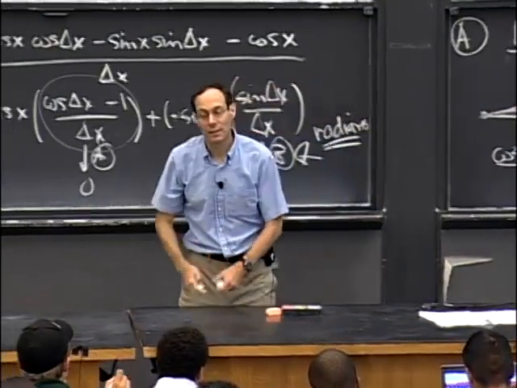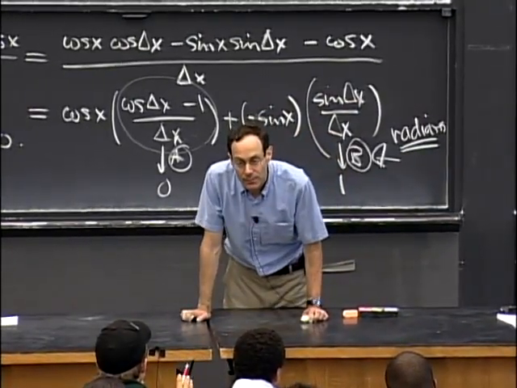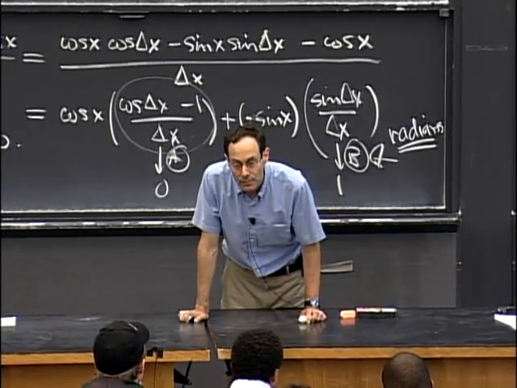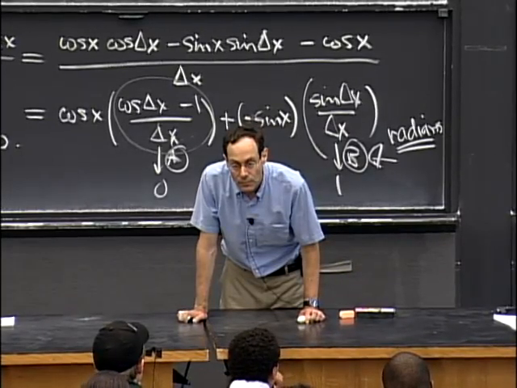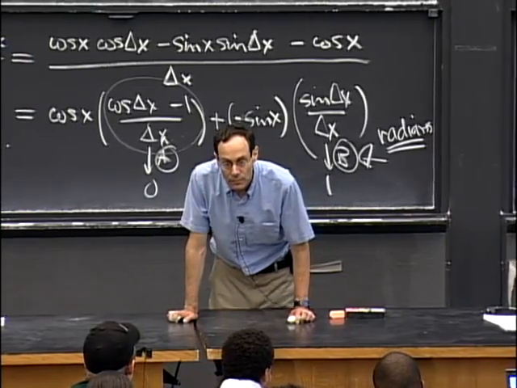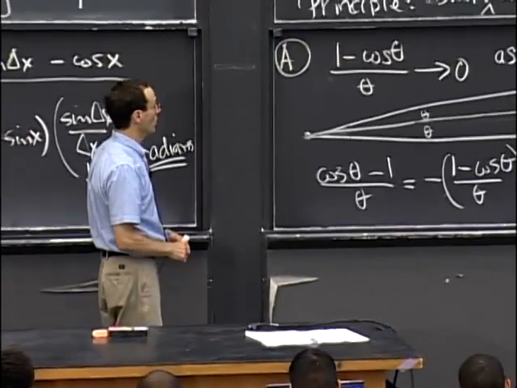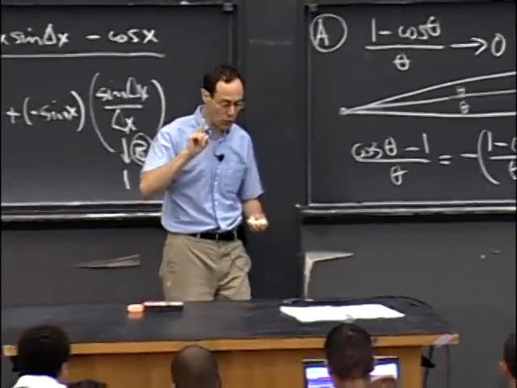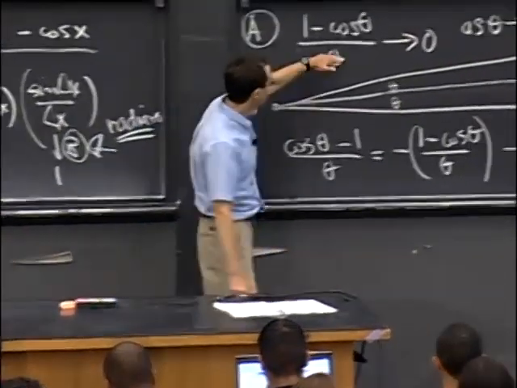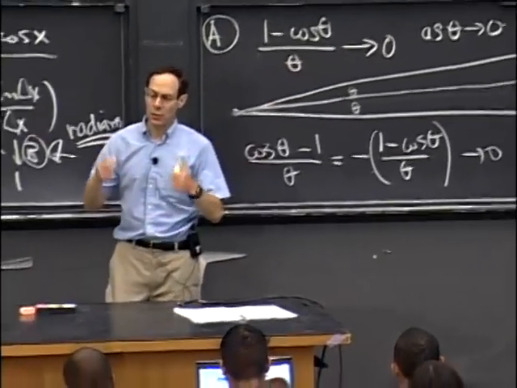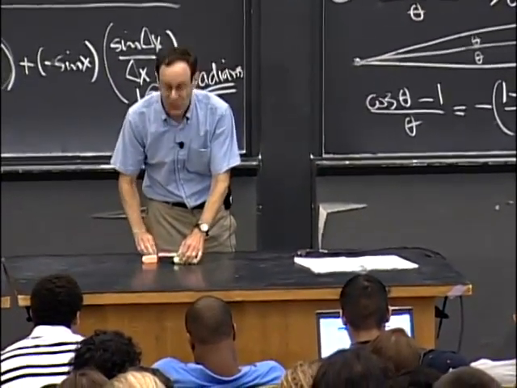Another question. For part A there, I'm having a little difficulty conceptualizing it, because it seems to me that as theta gets smaller and smaller, the ratio between 1 minus cosine theta and theta will get closer and closer to 1. I don't understand how it gets to 0 exactly. Okay, so the question is, it's hard to visualize this fact here. Let me take you through a couple of steps.